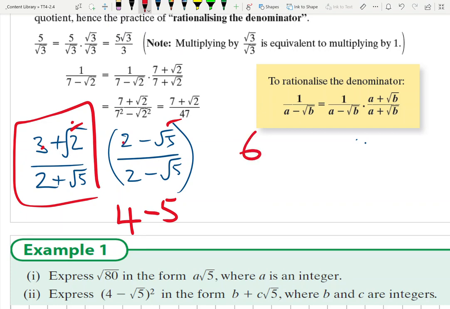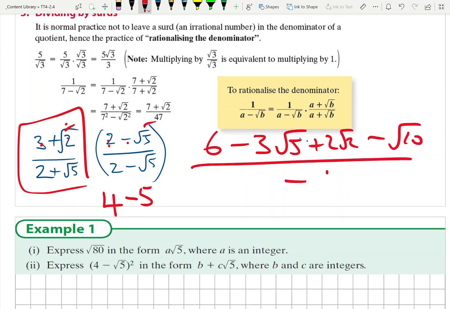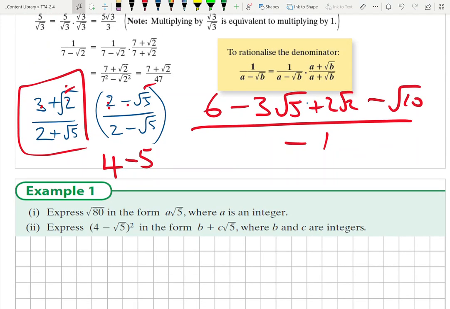So 3 times 2 is 6. 3 times negative root 5 is negative 3 root 5. 2 times root 2 is plus 2 root 2. But they're called unlike surds. They're not going to mix. And then you have minus root 10. All three of them are unlike. All divided by minus 1. So that's the holy mess you're left with. And there's nothing you can do about it. You get minus 6 plus 3 root 5 plus root 10 minus 2 root 2.